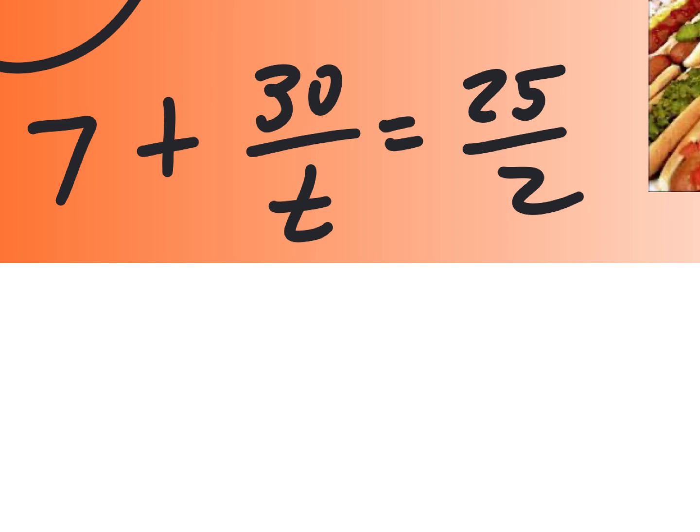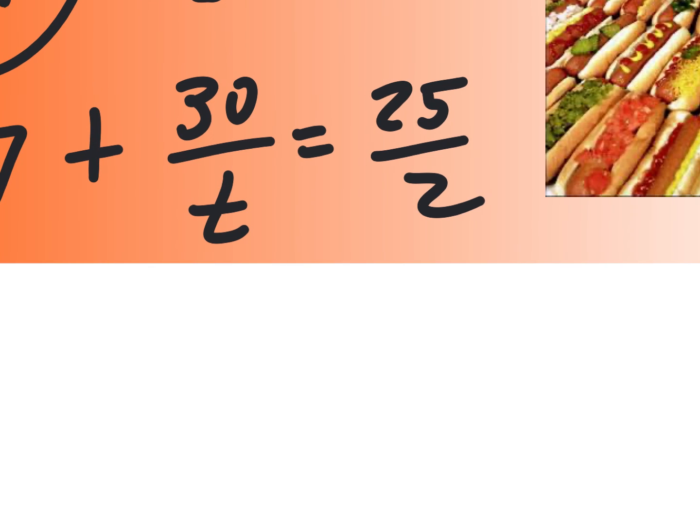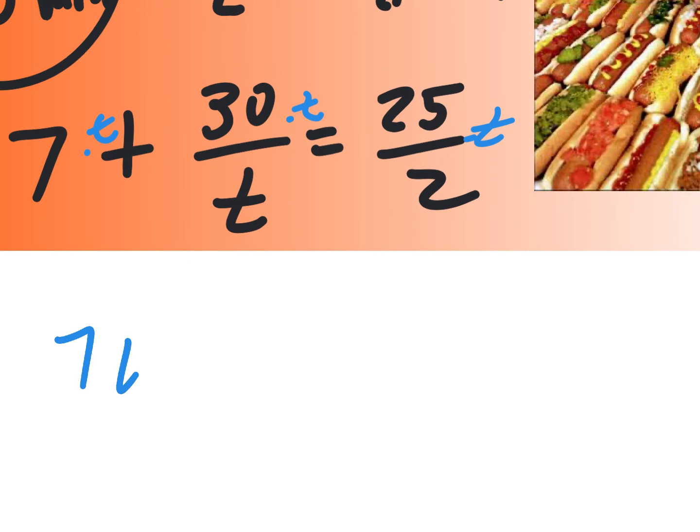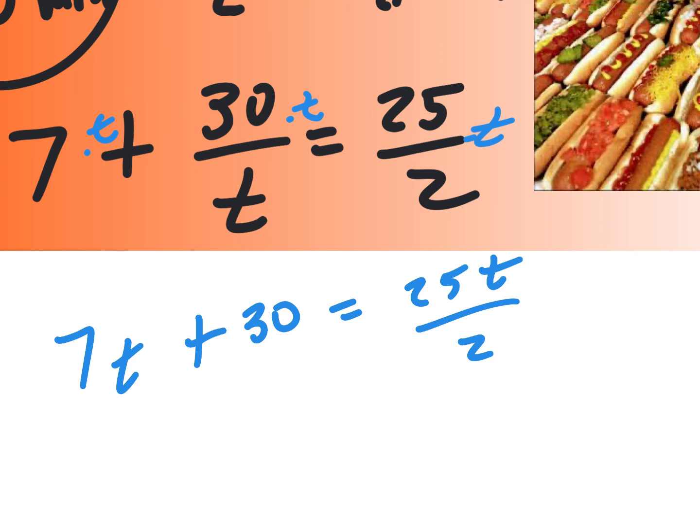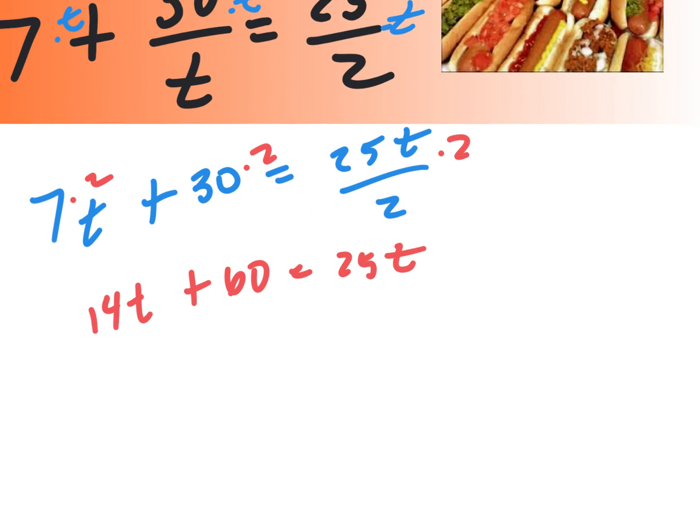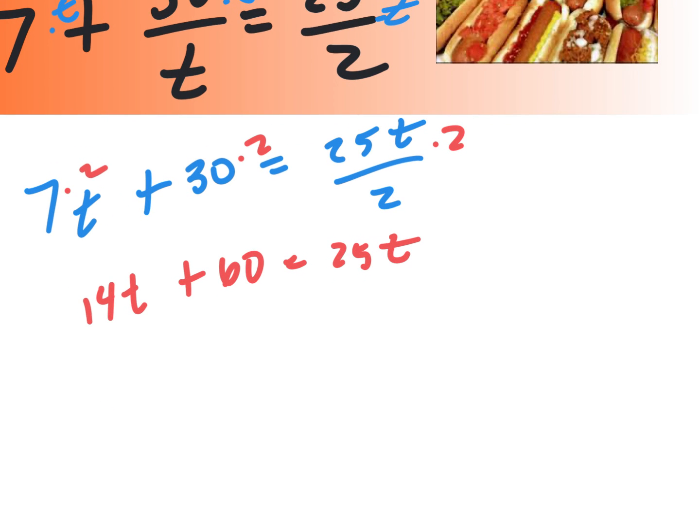It's supposed to be the easy part. So watch. Times t, times t, times t. 7t plus 30 equals 25t over 2. Multiply everything by 2 now, clearing the fractions. 14t plus 60 equals 25t. And again, from there, you just have to subtract 14, and divide both sides, and you'll have your answer t. Okay? From there, it's supposed to be easy.